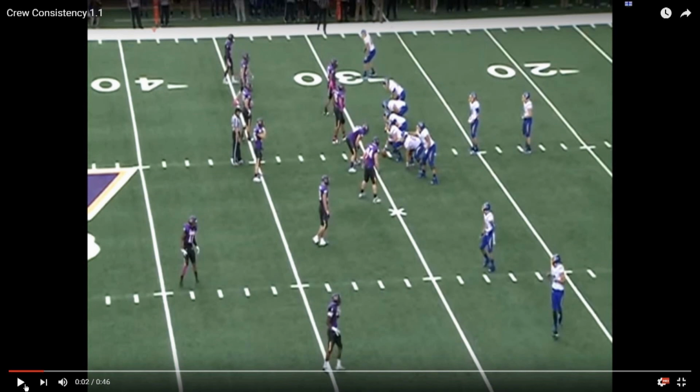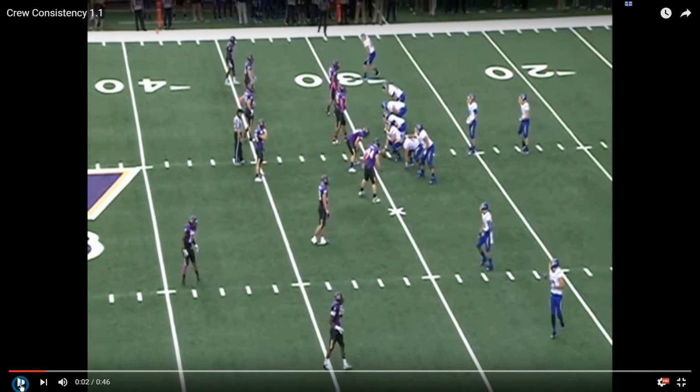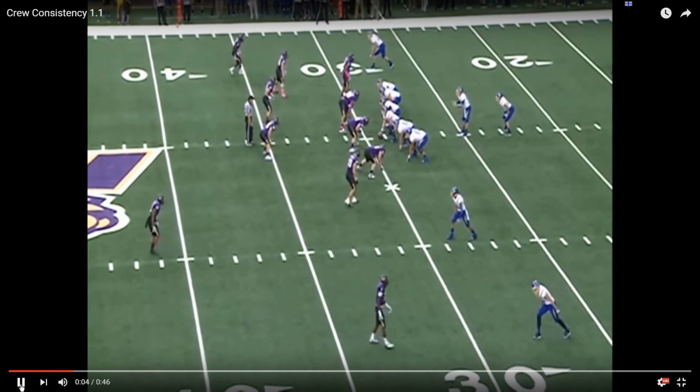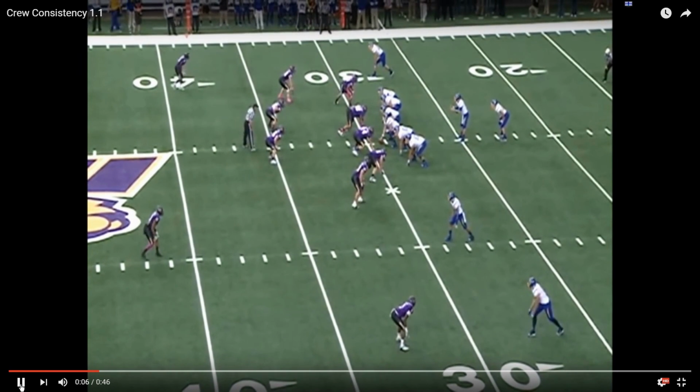Let's take a look at this play one more time. There are actually 2 potential personal fouls here. One's not committed, the other one, well, you make the call. Let's see if you can find them.